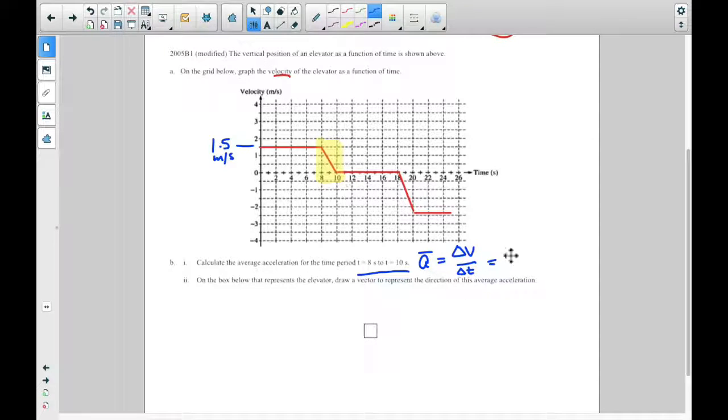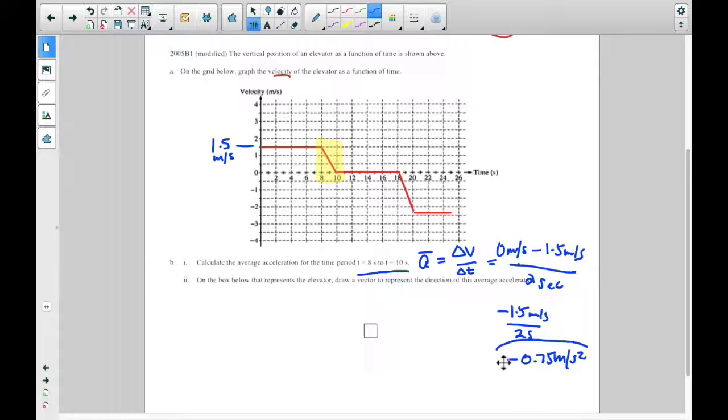Okay, so the final velocity is 0 meters per second. The initial velocity is 1.5 meters per second. And the time goes from 8 to 10, or in other words, 2 seconds. So if I do this calculation, I get negative 1.5 meters per second over 2 seconds. So that's going to give me negative 0.75 meters per second squared. So that's the answer to B, part 1, is negative 0.75 meters per second squared. It is negative because it is slowing down.